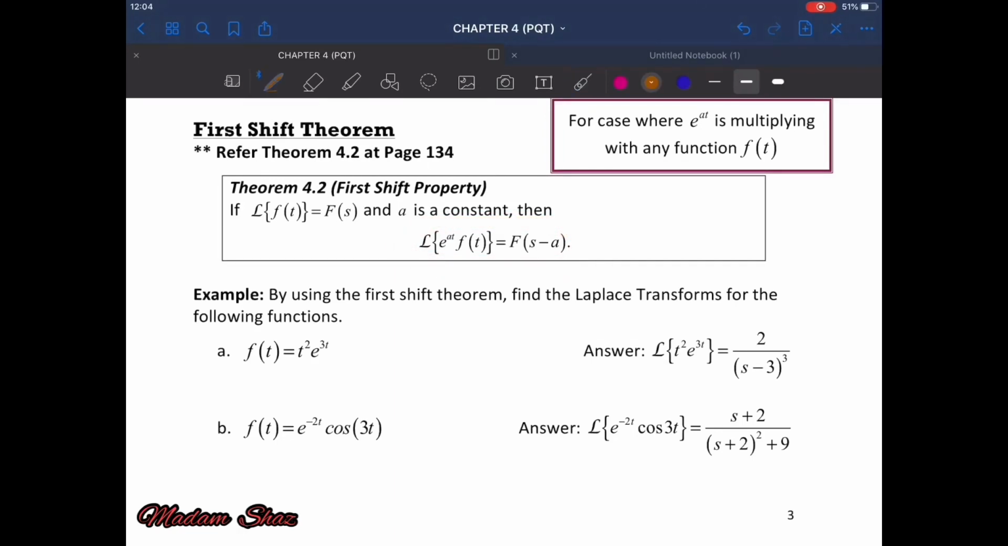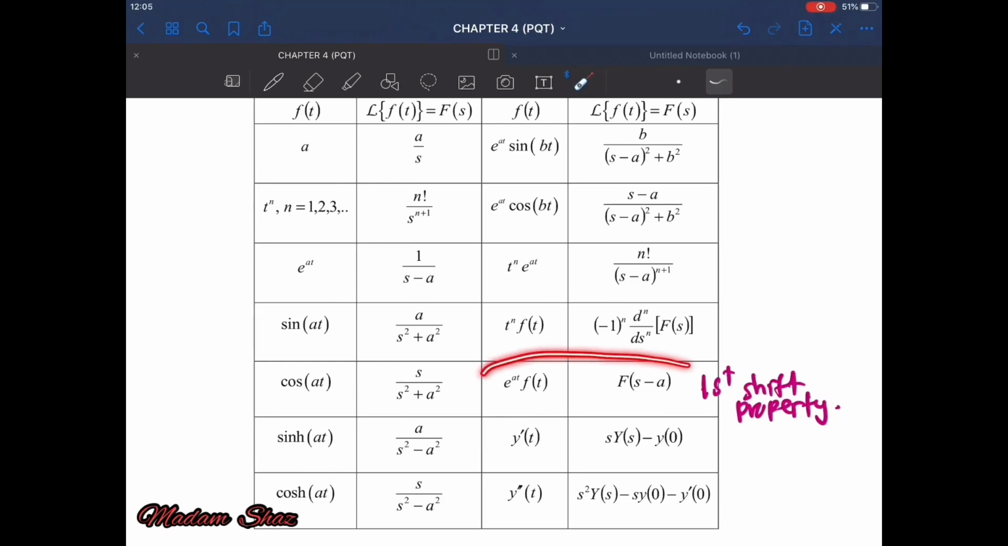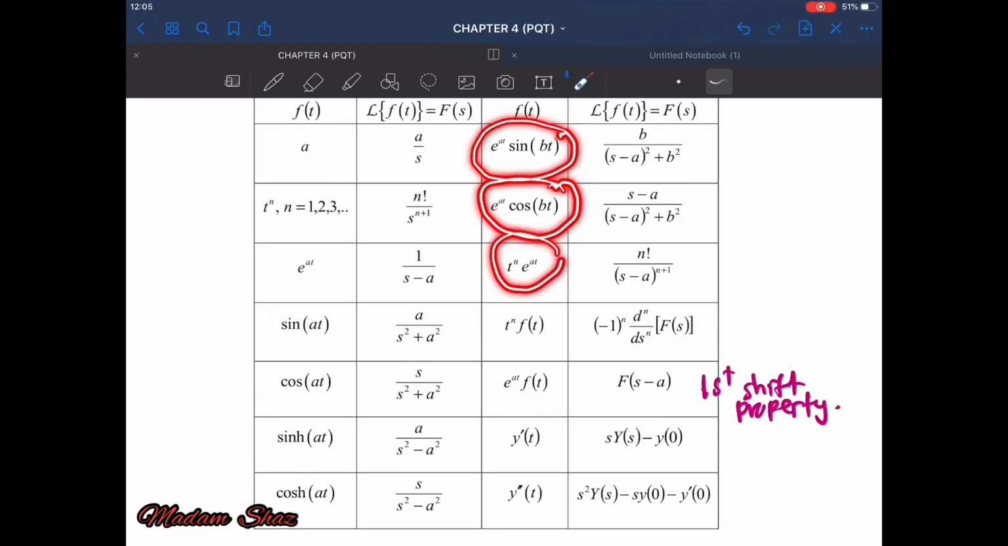Okay, so for this one we can refer to the table of the Laplace transform. From the table, this is the formula for the first shift property. You have an exponent multiplied with any other function of f(t), and the formula is F(s minus a). If you refer to this, you have the exponent multiplied with sin bt, the exponent multiplied with cos bt, and the exponent multiplied with t to the power of n. For this type of function, we already have the answer directly from the table.